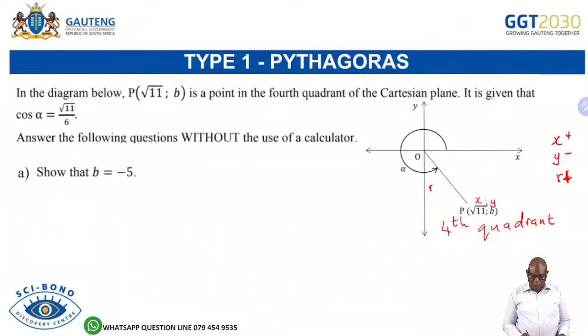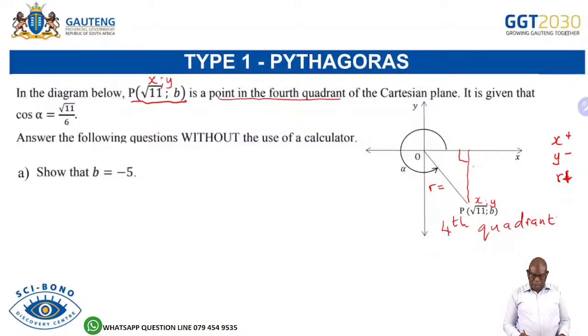In this case, I'm given the x value and the y value, and I don't know what my r is, but I must check my given information. It says P is the point, which gives my x value and my y value. It's a point in the fourth quadrant, also written there. It is given that cos alpha. How am I going to get cos alpha? It means that I must create a right-angled triangle.